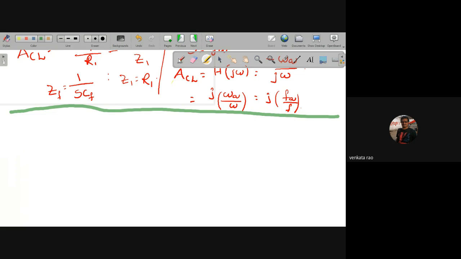Just a minute, sir. Now closed loop gain, or H of j omega, magnitude of that one is FA by F. Sir, just 1 minute, sir. Here they are doing sanitization. Just wait for 2 minutes. Okay, no problem, no problem. There it goes.